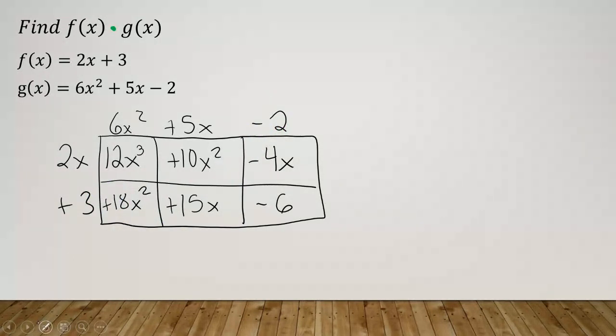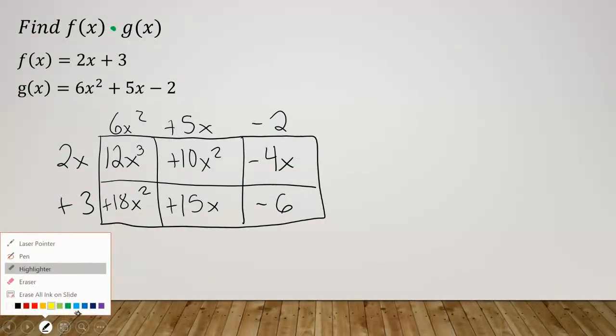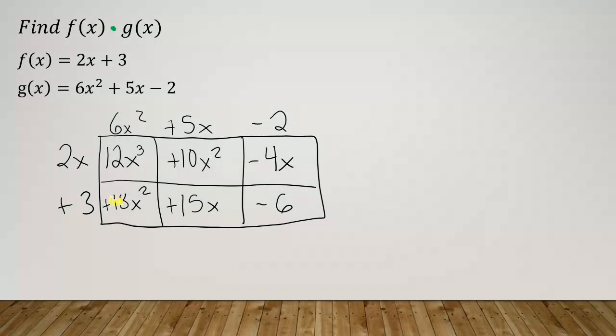All right, now what we're going to do is find our like terms. And so typically, not always, but typically, the ones that are diagonal here are going to be like terms. And how do you know? That has an x squared and that has an x squared. And then hopefully you notice here, these ones have just plain x's. So the 15 and the negative 4 are like terms.